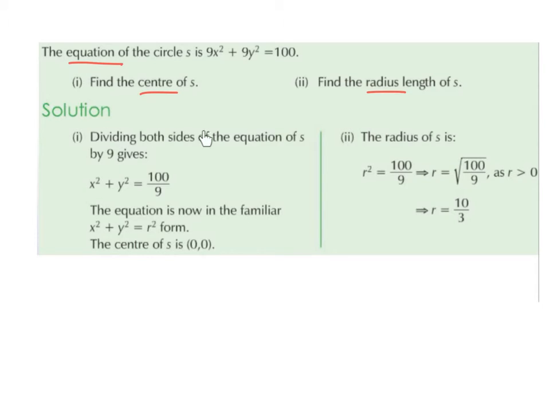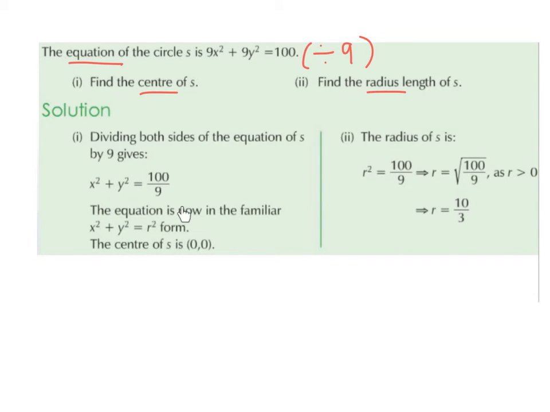So we're going to divide both sides of the equation of S by 9. So we're going to divide all of this by 9 so that we can get the x squared and the y squared on its own. So 9x squared divided by 9 is going to be x squared. 9y squared divided by 9 is going to be y squared. And 100 divided by 9 is going to be 100 over 9.